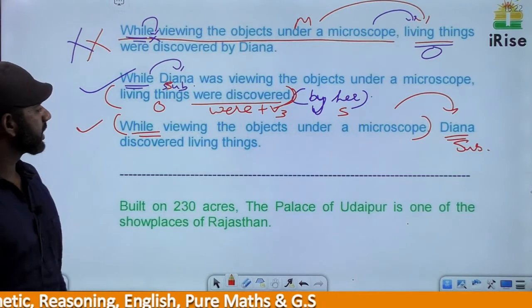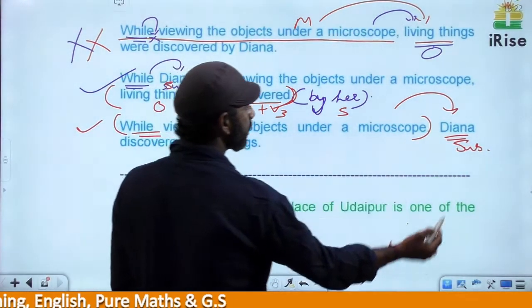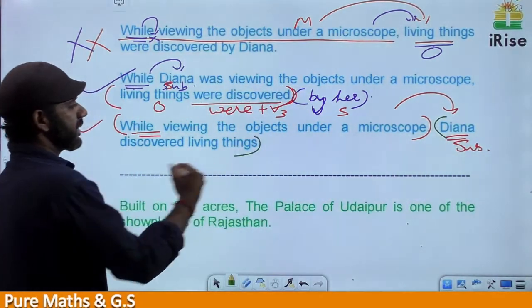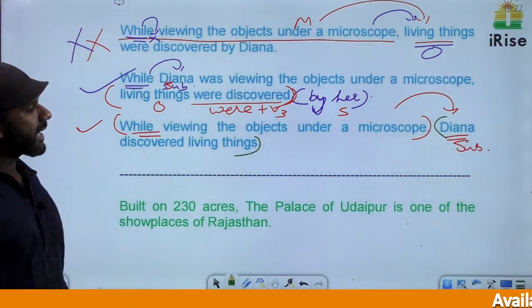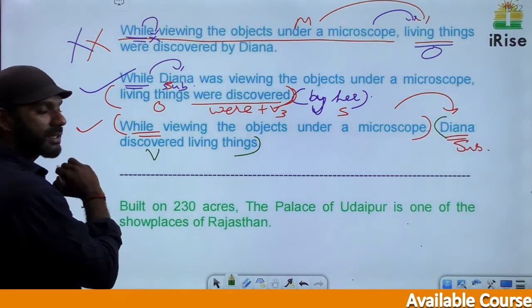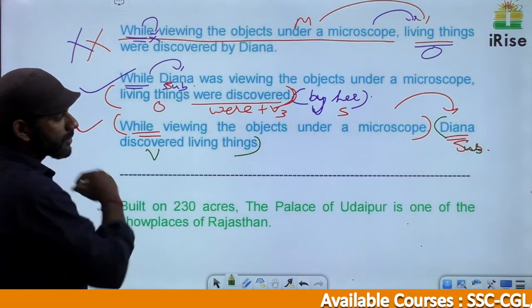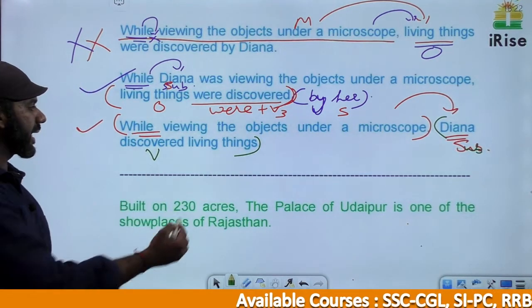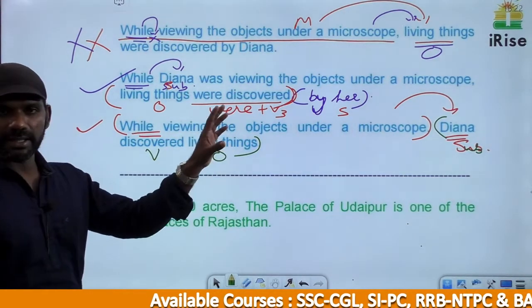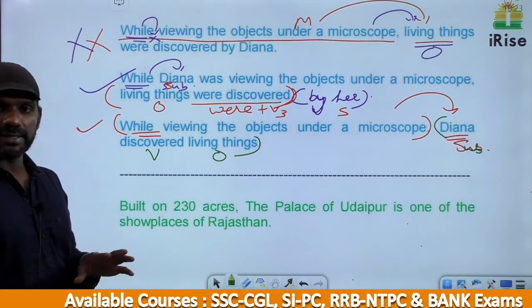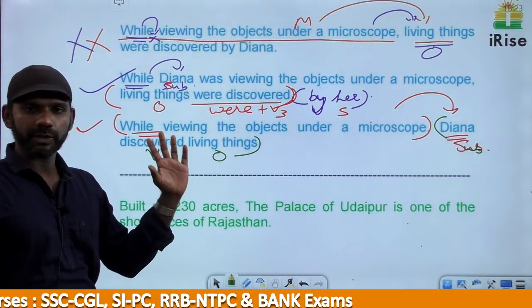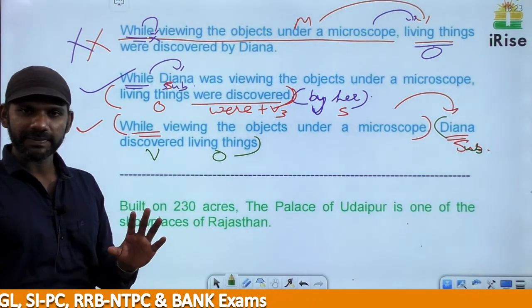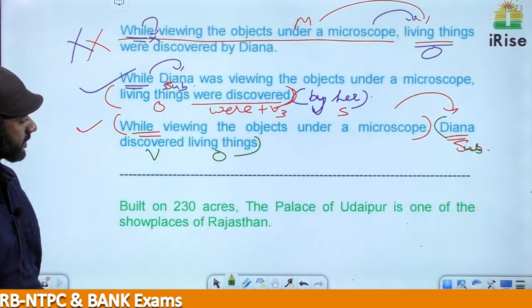The main clause here is Diana discovered living things. Diana is a subject, discovered is a verb, living things is the object: subject, verb, object, active voice. Both the statements are grammatically correct. Both convey the same meaning. The only thing is this is in the passive voice, this is in the active voice. Getting it? Come to this one.